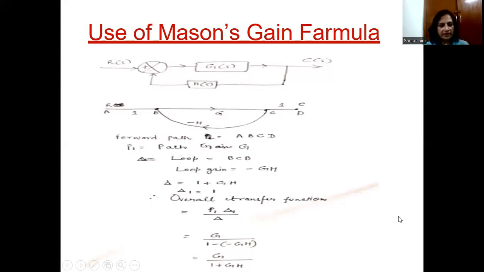That is simply in accordance with the formula that we used in block diagram reduction: in case we have negative feedback, such a block can be replaced by a single block having a transfer function of G(s) divided by 1 plus G(s)H(s). Even when we use Mason's gain formula, we get the same transfer function.